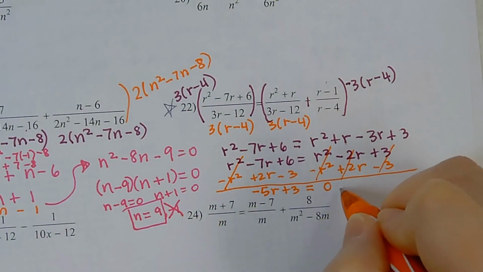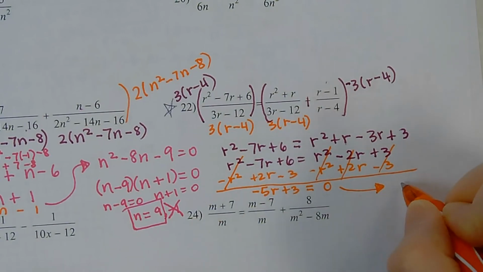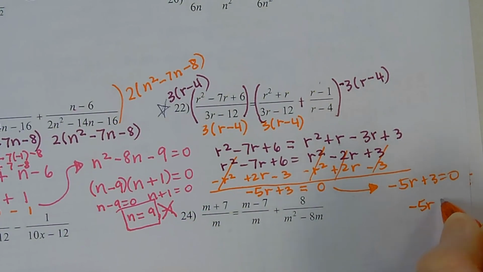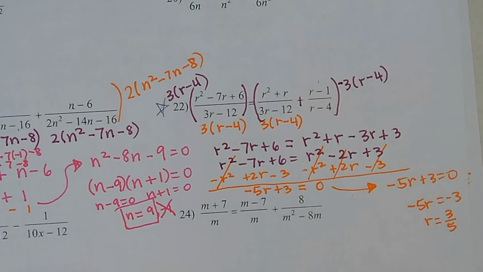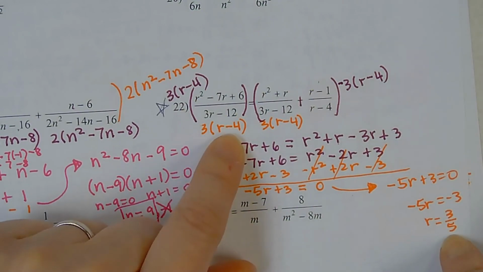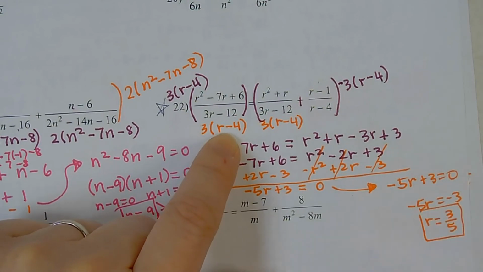Oh, look, it just is a linear equation. So I'm going to just solve for r. I'm just going to put this over here. So negative 5r plus 3 is equal to 0. Subtract 3 on both sides, right? So you get negative 5r is equal to negative 3. Divide by negative 5. So r is equal to positive 3 over 5. Why is it positive 3 over 5? Because they're both negative. Negative divided by negative is positive. If I check it back in here, yeah, 3/5 is not going to make that 0, so that's my answer.